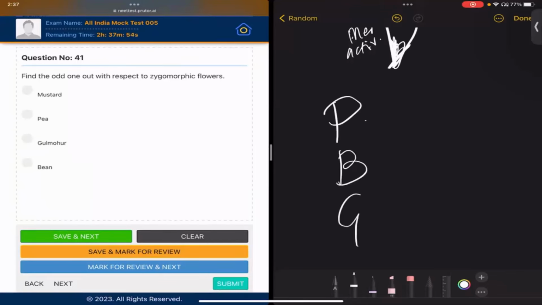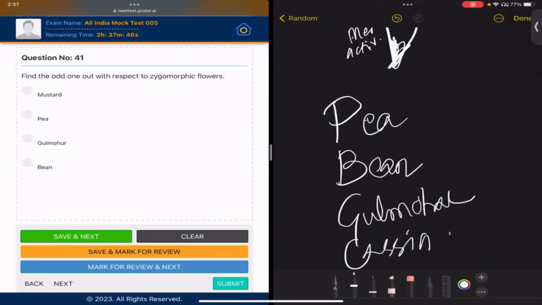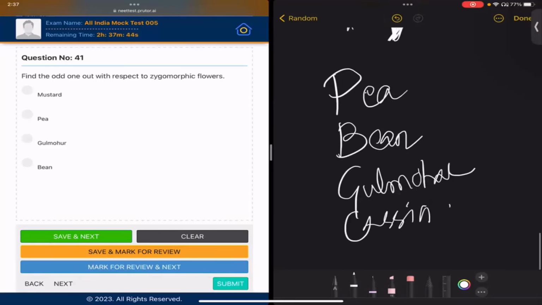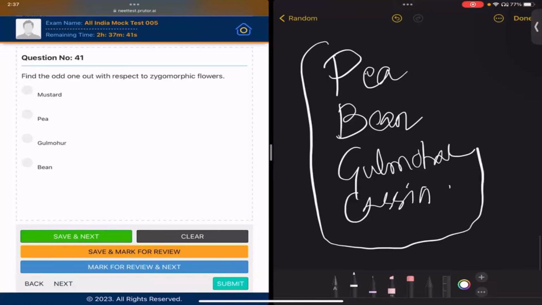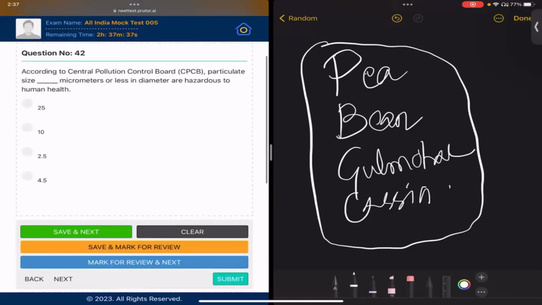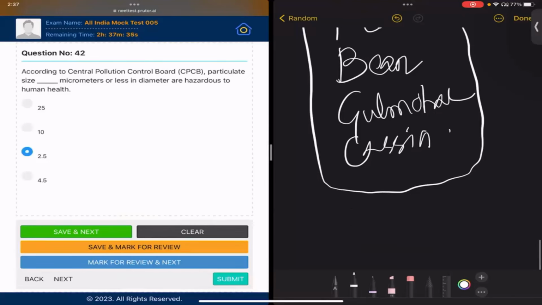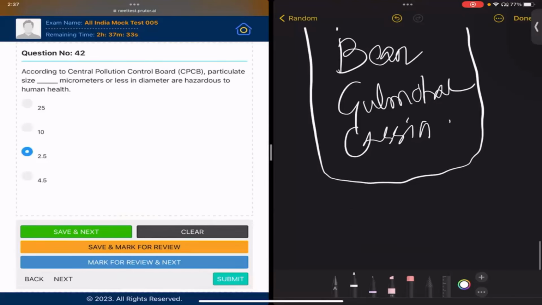Gulmohar and Cassia. These belong to one category, so mustard should be the answer according to this. Size 2.5 micrometre and less is hazardous.